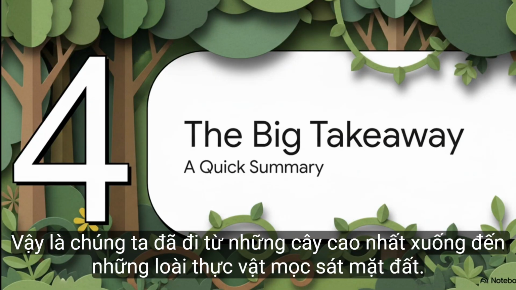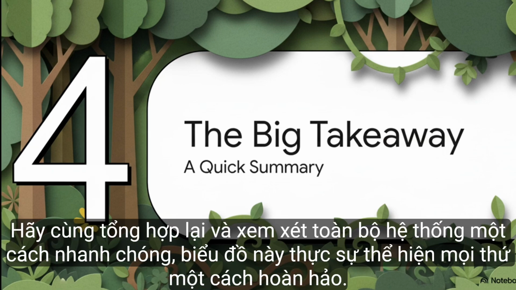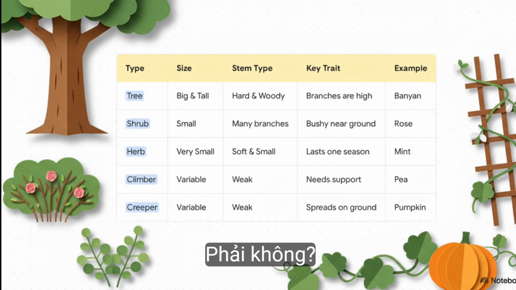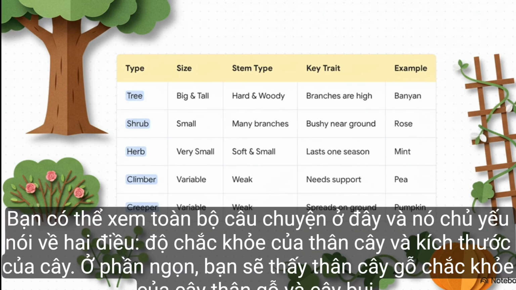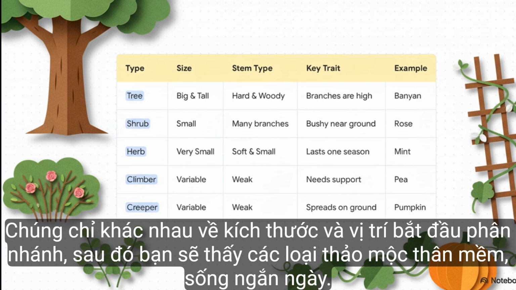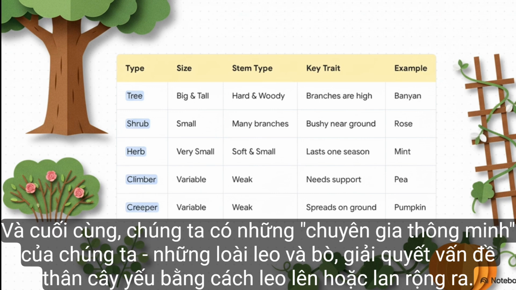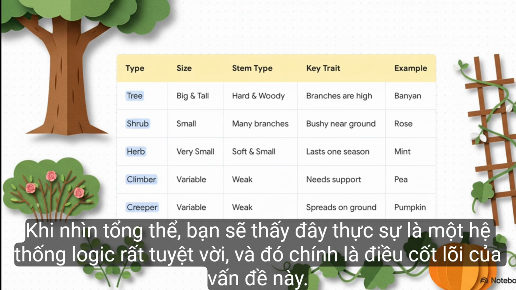So, we've gone all the way from the tallest trees down to the plants that hug the ground. Let's pull this all together and take a quick look at the whole system at a glance. This chart really lays it all out perfectly, doesn't it? You can see the whole story here, and it's mostly about 2 things: how strong the stem is and how big the plant is. At the very top, you've got the strong, woody stems of trees and shrubs. They just differ in size and where their branches start. Then you've got the soft-stemmed, short-lived herbs. And finally, you have our 2 clever specialists, the climbers and creepers, who solve that weak stem problem by either going up or spreading out. It's just a really neat, logical system when you see it all at once.